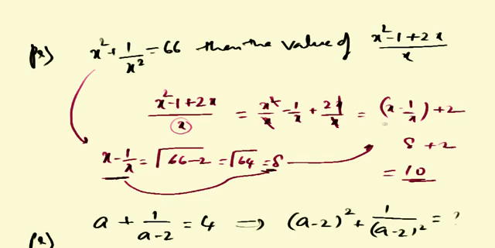So if you find the value of x − 1/x, that is enough to solve the problem. So how to find this value? From x² + 1/x², you can directly find x − 1/x. It will become root of 66 minus 2, because here it is minus. So root 64, the answer will be 8.